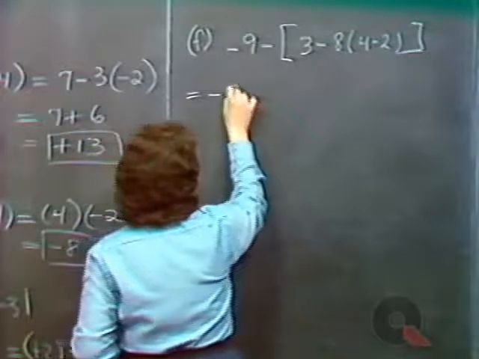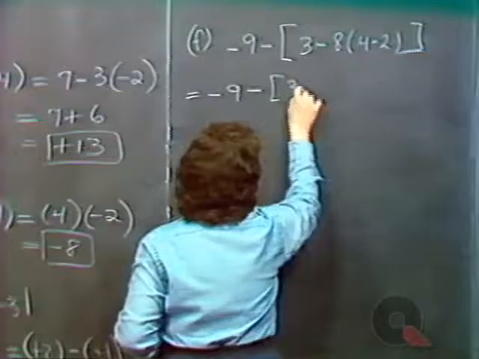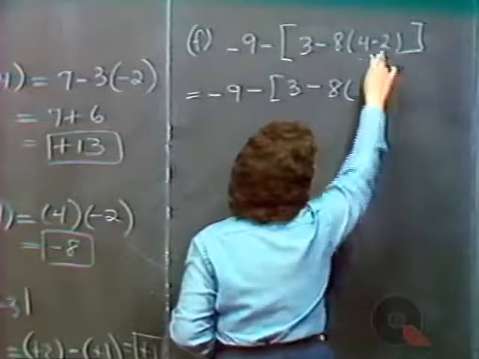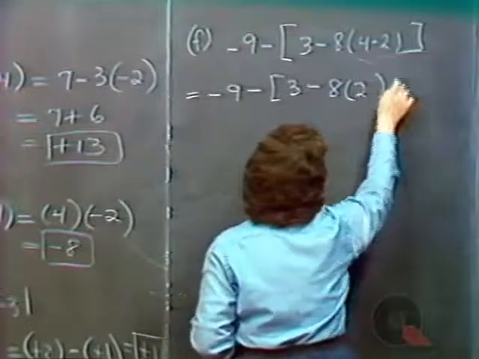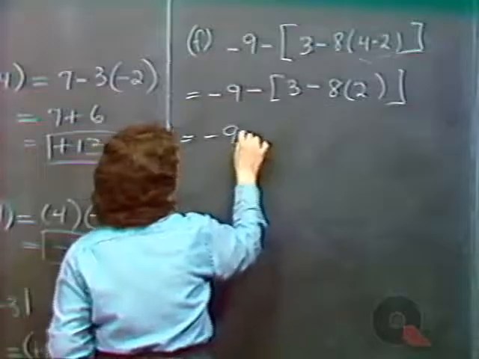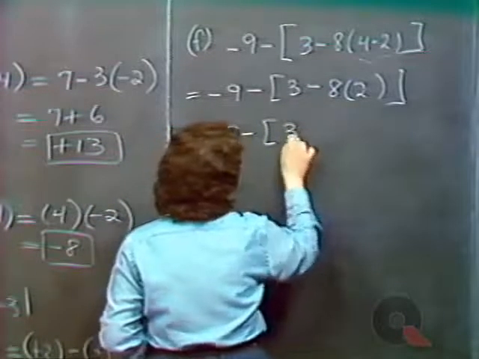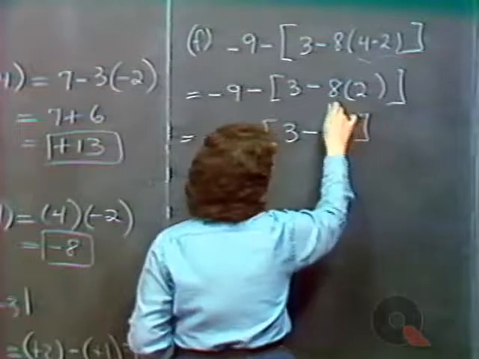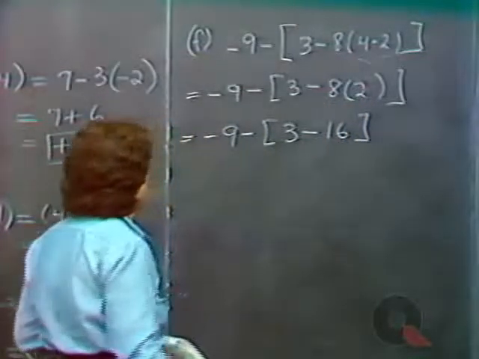So we rewrite this as minus 9 minus 3 minus 8. Let's handle what's in this. 4 minus 2, that's a 2. Minus 9 minus 3 minus 16. The multiplication precedes the subtraction.